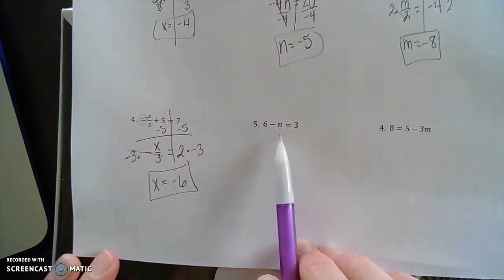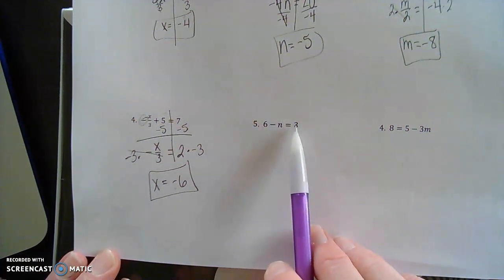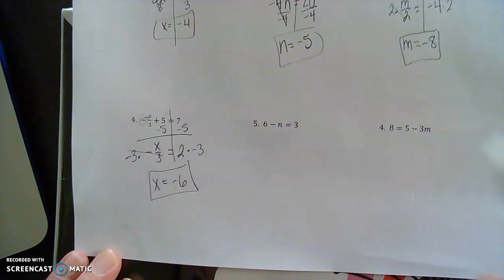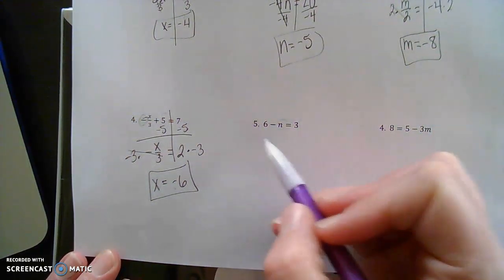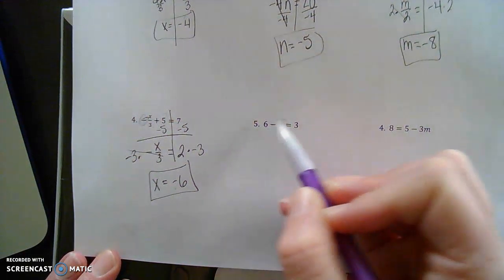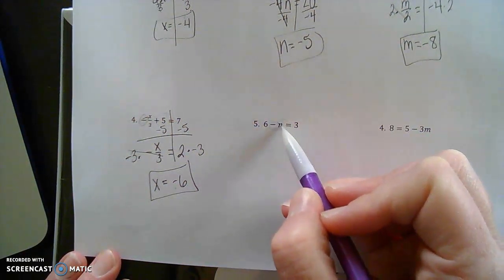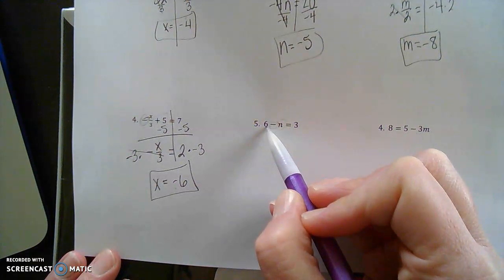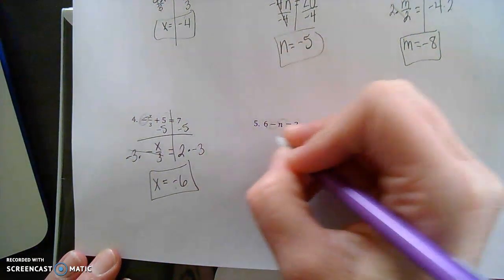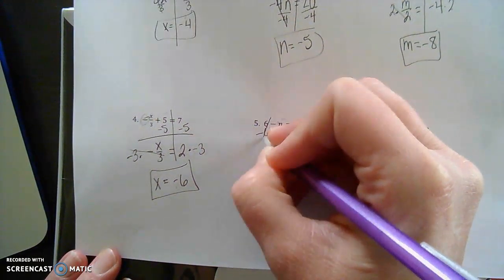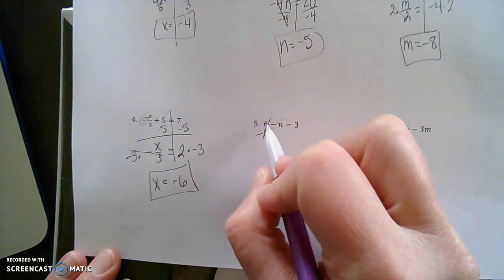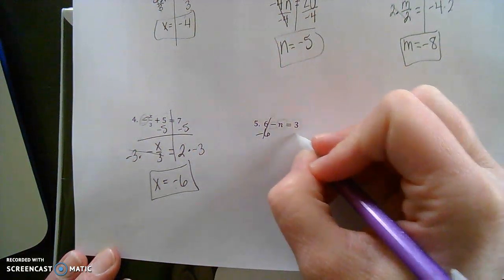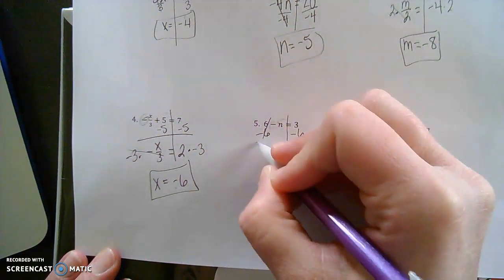This is one that looks pretty simple, but is actually one of the trickier ones. There's nothing in front of the n right now, but we still need to get rid of this 6. Again, this minus sign goes with the n, not with the 6. This is a positive 6, so we have to subtract 6 to make it go away. If we would have added 6, we would have gotten 12. We don't want 12, we want 0. So subtract 6 from both sides.